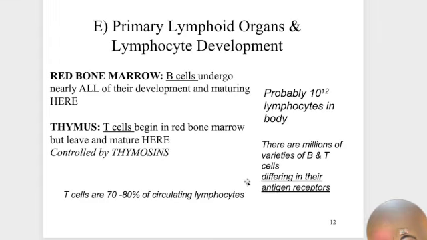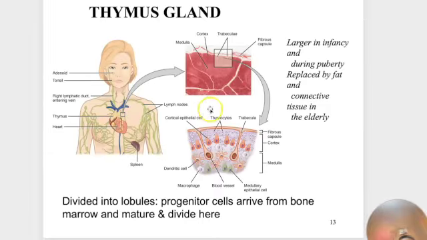Okay, as we learned, B cells come from the bone marrow. Okay, red bone marrow. B cells undergo nearly all their development and maturation in the bone marrow here. Now thymus. I don't think they have a picture here of where the thymus is. Okay, so it's around the heart. Please look up where the thymus is. T cells begin in the red bone marrow, but leave and mature here in the thymus. Okay? T cell in the thymus. Oh, there it is. Thymus right there.